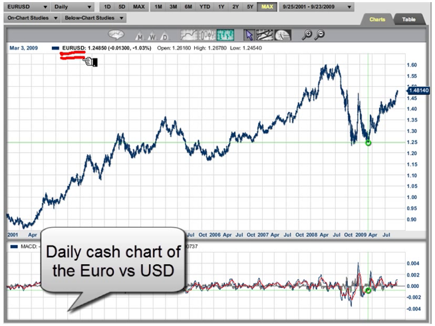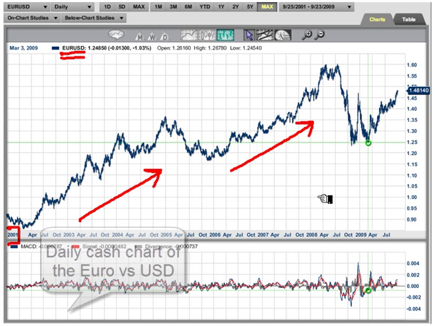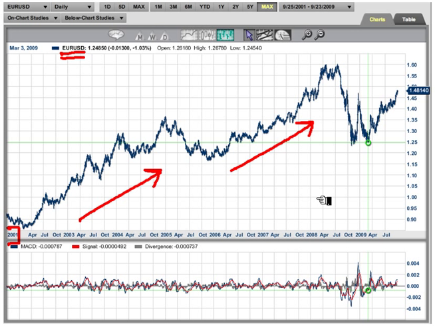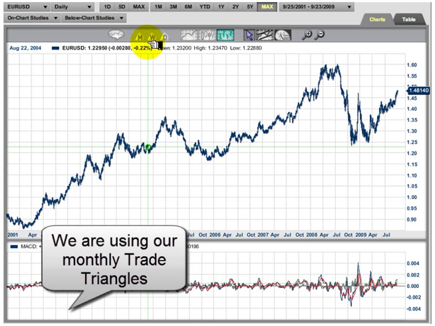Look at the cash market. It's a daily cash chart going back to 2001 right here. As you can see, the euro has been going up and the dollar in essence has been going down. So I'm going to show you by just putting on our simple trade triangles, our monthly trade triangles, how you can trade this market and get rich slowly.